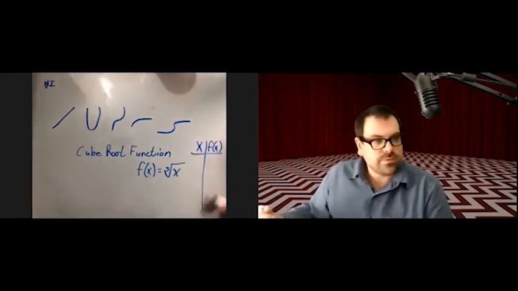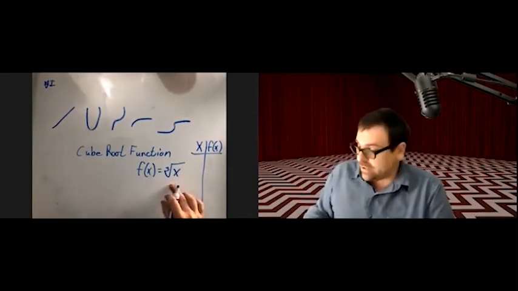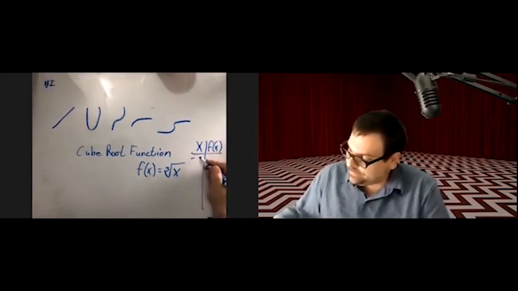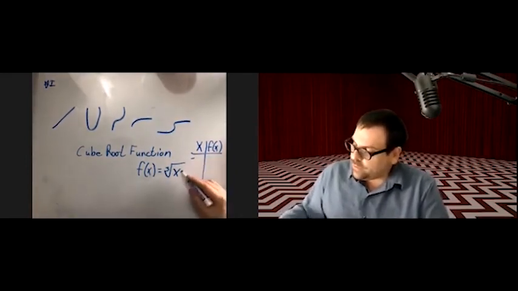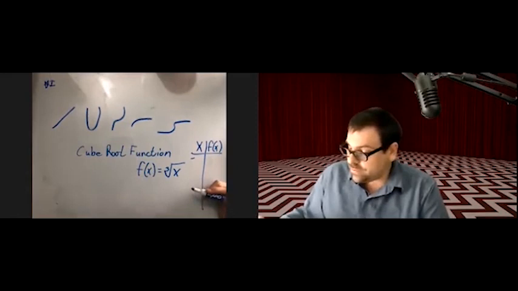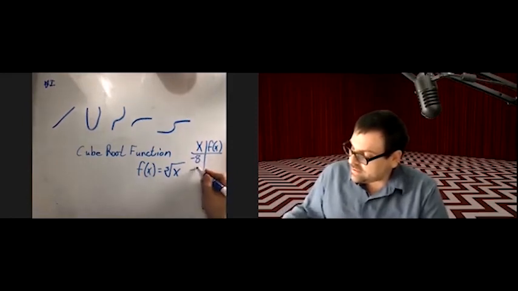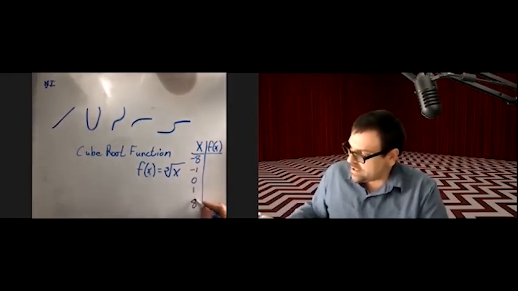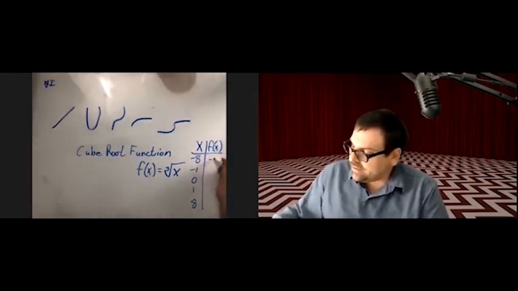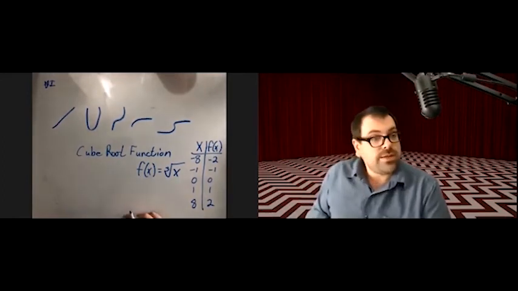So I'm going to use smart x picking again. I can take cube roots of negatives. We used perfect squares for x's for the square root function. Let's use perfect cubes. -8, -1, 0, 1, and 8. The cube root of -8 is -2. The cube root of -1 is -1. Cube root of 0 is 0. Cube root of 1 is 1. Cube root of 8 is 2.